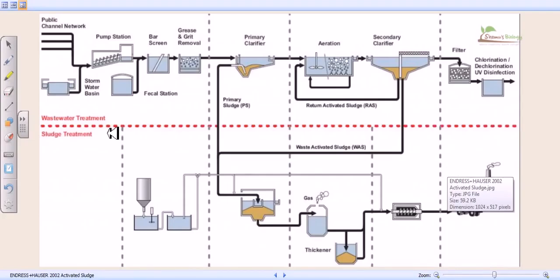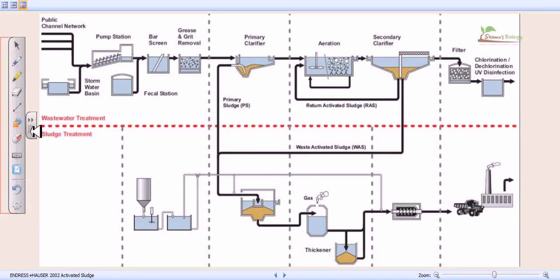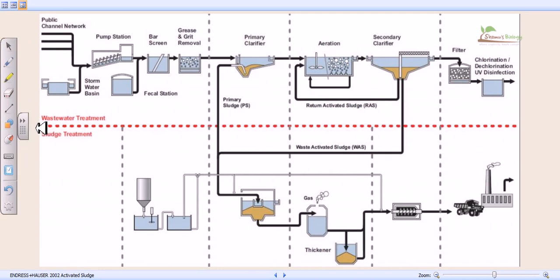Welcome friends. In this video tutorial I am going to talk about the basics of wastewater treatment, and we'll be seeing the different stages of wastewater treatment and how the wastewater treatment is being done.